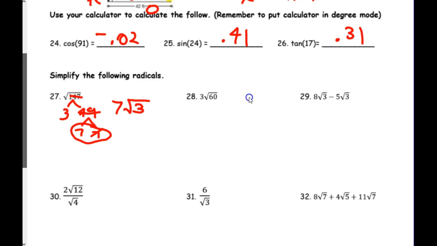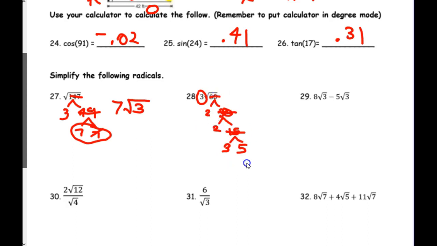Cool. Alright, 28. I can already see where people are going to mess up. Did everyone see this? Coefficient 3. Let's circle that to begin with so we don't forget it. And then we're going to break down 60. So it's even. 2 times 30. Well, that's even. So 2 times 15. And then 15, let's try 3. 3 works. 3 times 5. And then cross all this junk out.